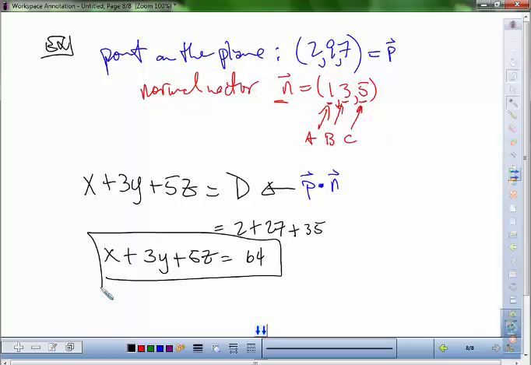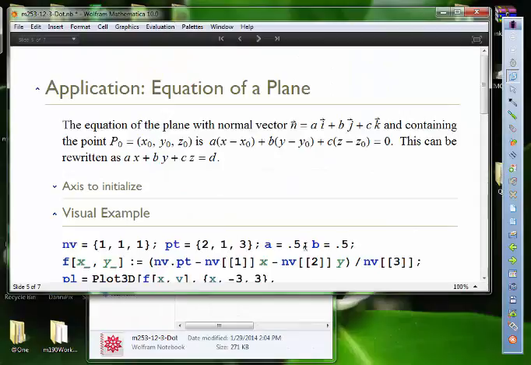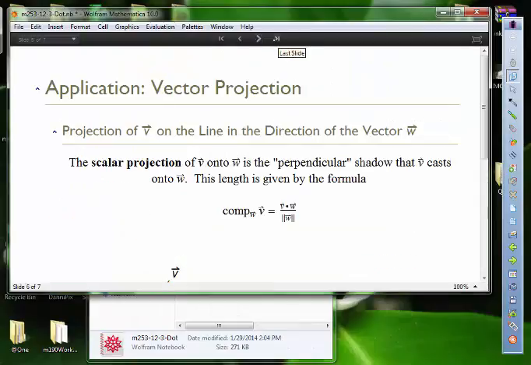So now you know how to get the equation of a plane, right? And we will be dealing a lot with planes. All right. Another application? Sure. Let's do another application. Equation of a plane, blah, blah, blah. Let's just skip over that.